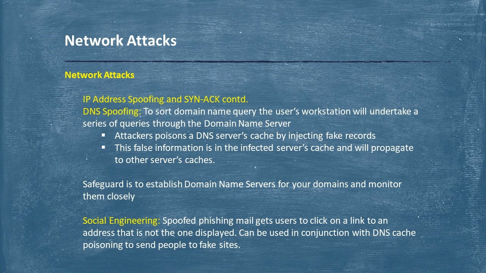It stores all the domain names used for routing purposes. To resolve a domain name query, the user's workstation will undertake a series of queries through domain name servers. The attacker poisons, in the sense corrupts, the DNS server cache by injecting fake records. This false information is in the infected server cache and will propagate to other server caches. So an attacker has spoiled, he has poisoned the DNS cache by putting wrong, incorrect information.